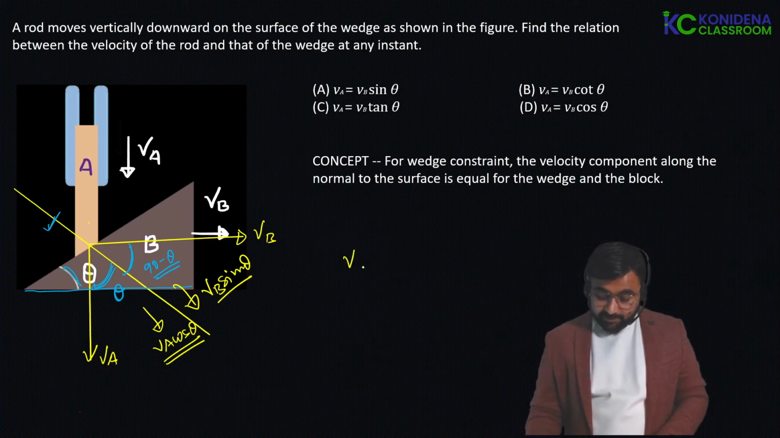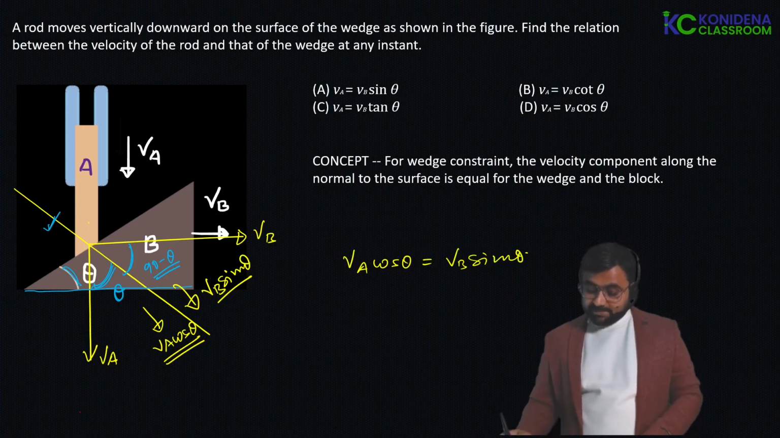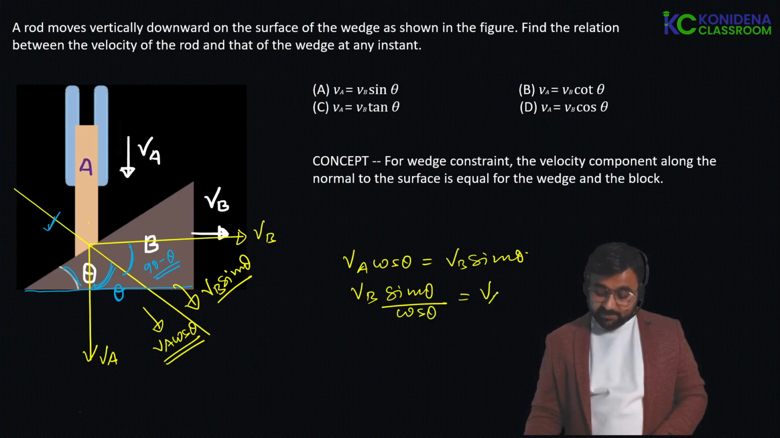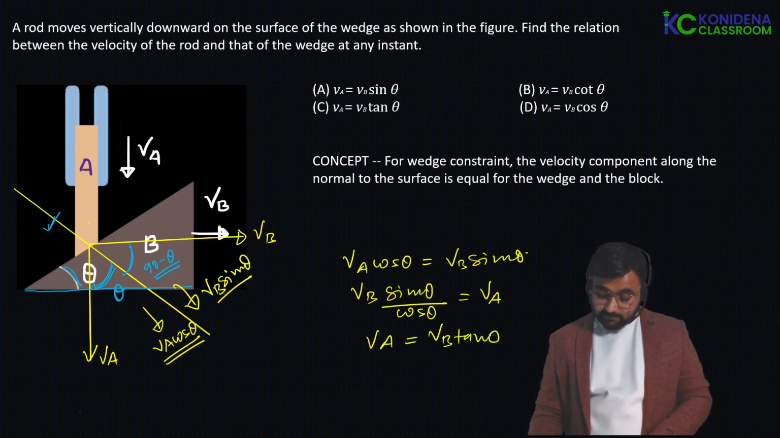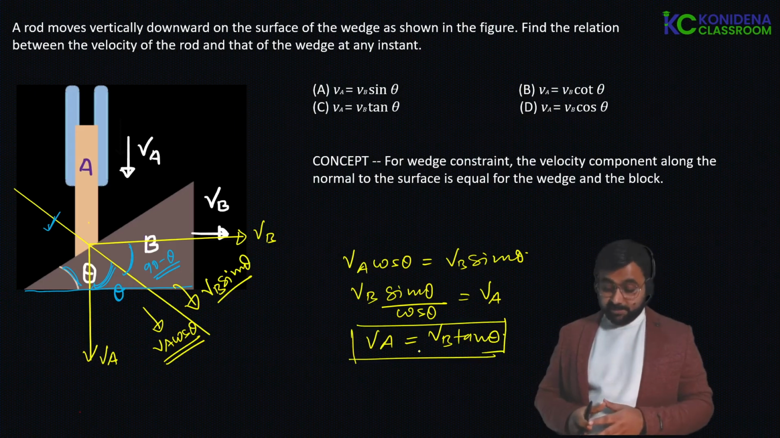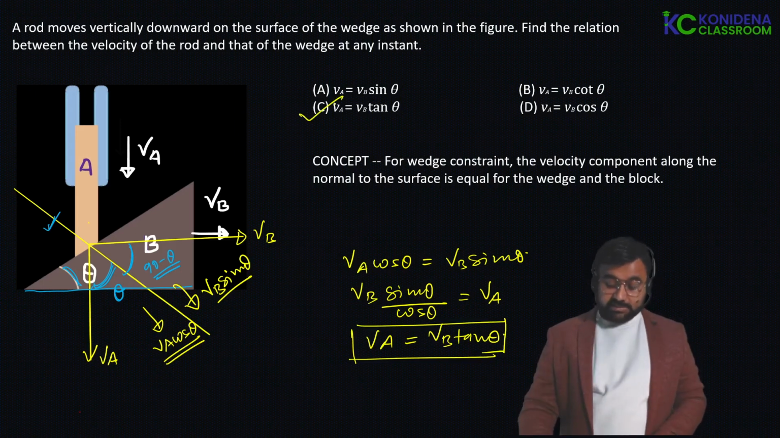So VA cos theta has to be equal to VB sin theta. If I shift that to the other side, VA is VB sin theta by cos theta, which is VB tan theta. So VA is going to be VB tan theta. This is going to be the correct answer. So which option is true? Option C is the correct answer.